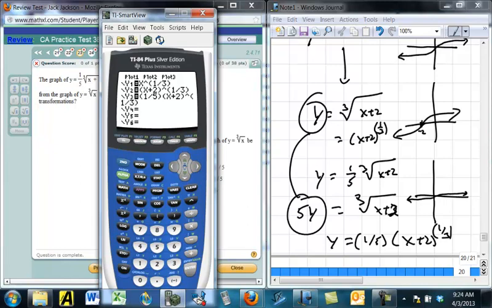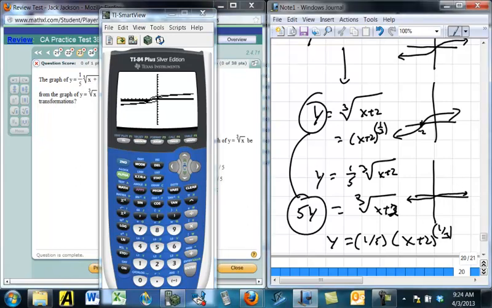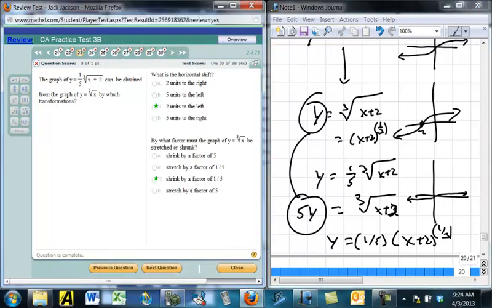Let's make that one darker by hitting enter there. And so the dark one is the final one, and notice it is kind of like what I have here. And so that was shrunk by a factor of 1/5 vertically. Shrunk vertically.